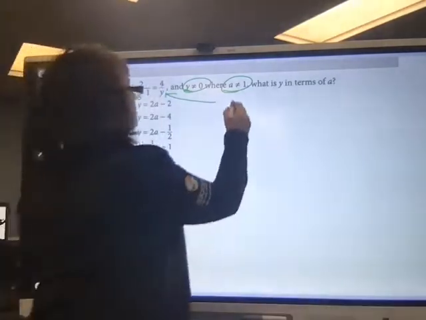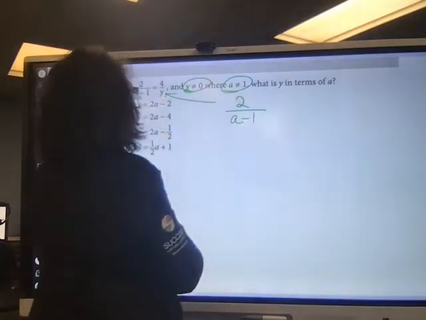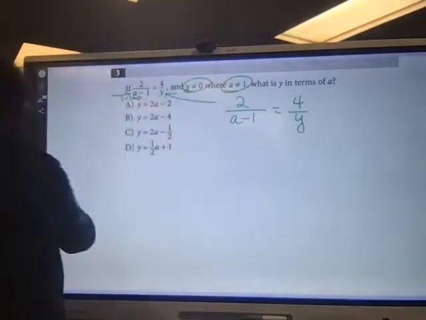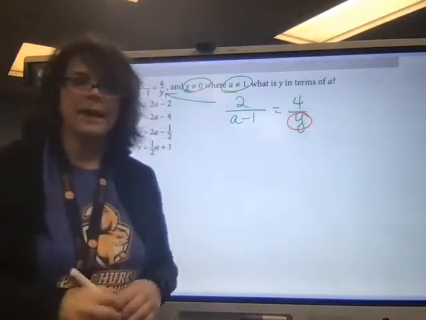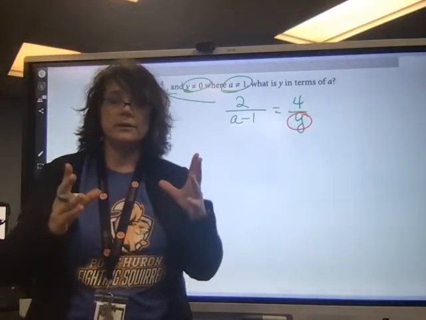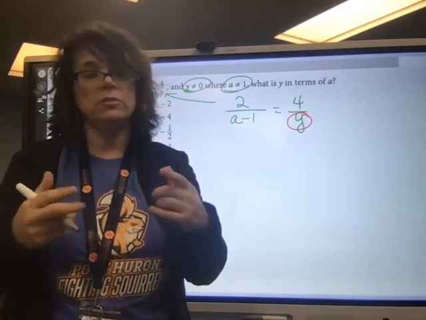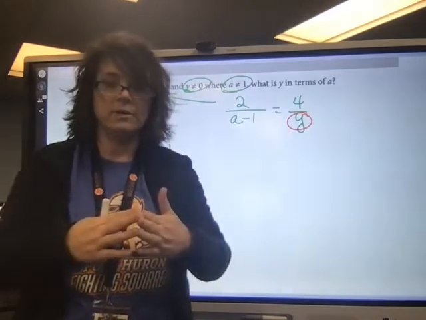I'm going to rewrite what we have down here so we can work this out on the board together. So 2 over a minus 1 equals 4 over y. Again, just as a reminder, our goal is to get y by itself. A lot of times when we see fractions, we get a little freaked out. No reason to fear. Remember, to change how the equation looks, all we have to do is rearrange it. We're not changing the value, we're changing how it looks.